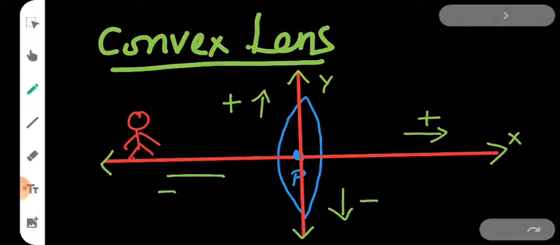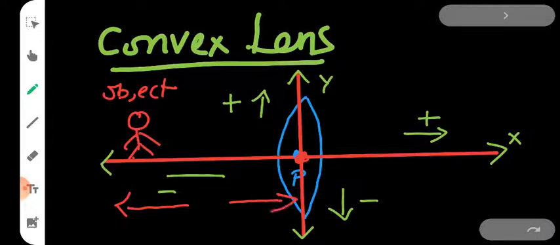So you have this object. Now one thing you need to know is the object is placed on the left side. Now where do you keep the object? The position of the object is measured with respect to the pole. So the pole is your reference because it is the origin. So you measure the distance of the object from the pole. So this is the position of the object and we represent it using the letter u.